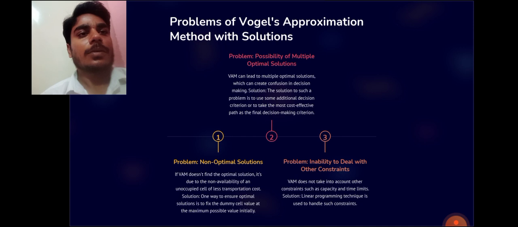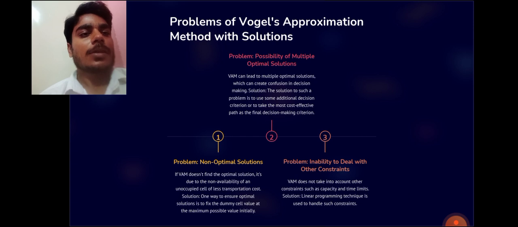After the possibility of multiple solutions, we are going to discuss non-optimal solutions. VAM does not always find the optimal solution. It is due to the non-availability of an unoccupied cell of less transportation cost, which determines the main solution. One way to ensure the optimal solution is to fix a dummy cell value at the maximum possibility value initially.